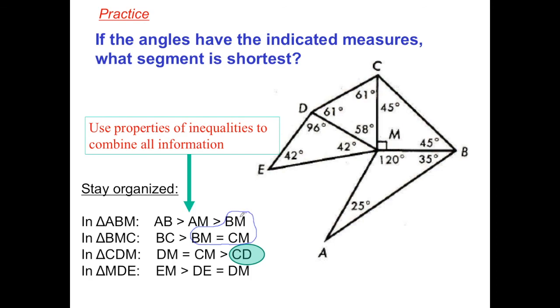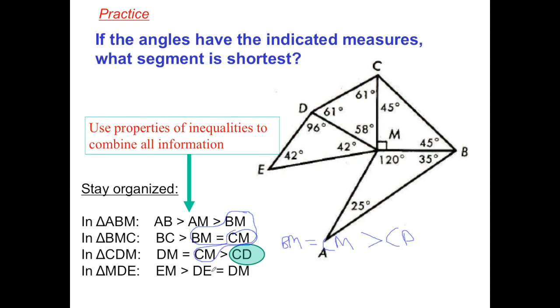These things all equal each other. BM is the smallest here. BM equals CM. But you know what? CM also equals this CM down here. There's overlap here. So this proves that BM and CM are larger than CD. So we're stringing it together by transitivity, right? BM and CM are larger than CD.